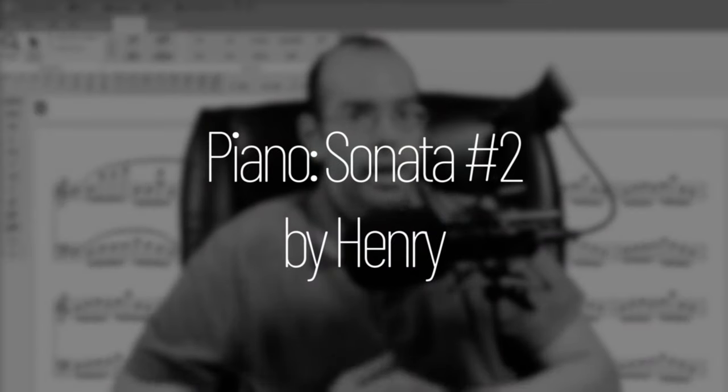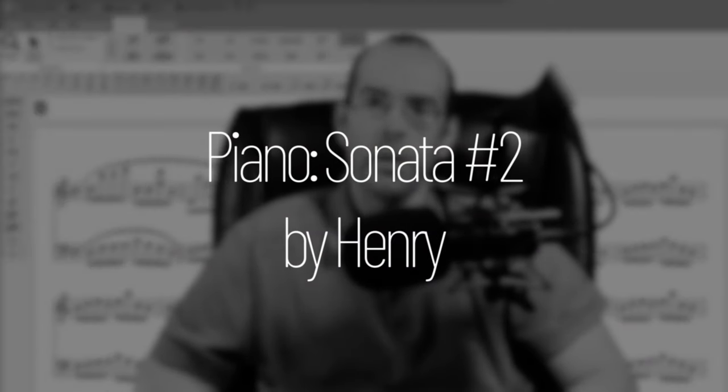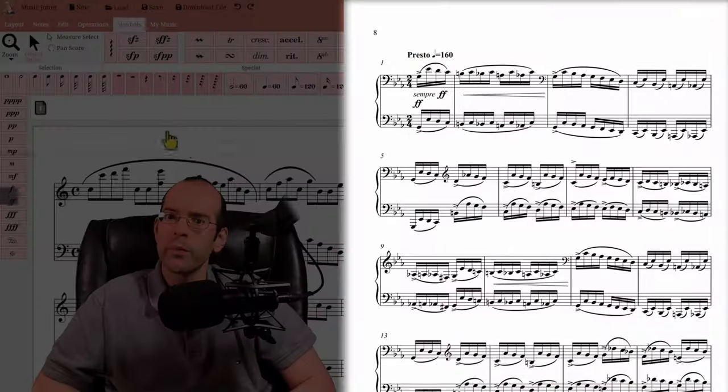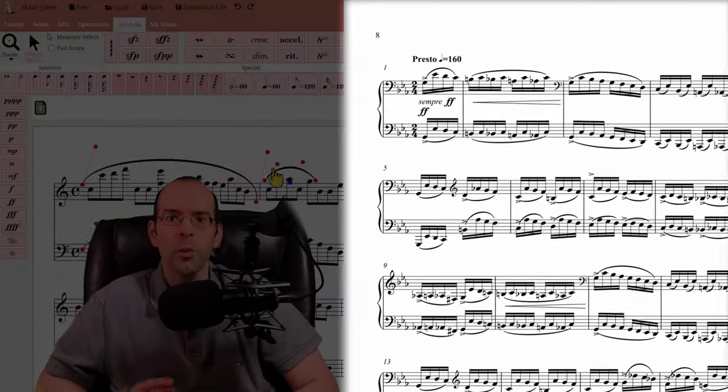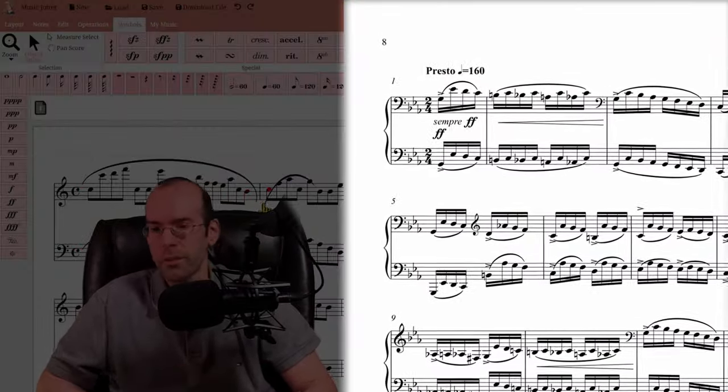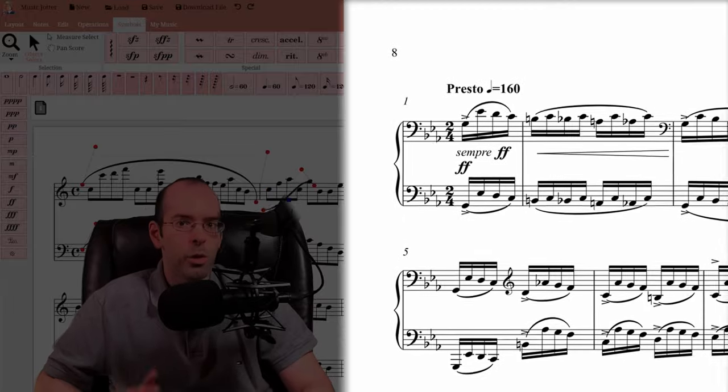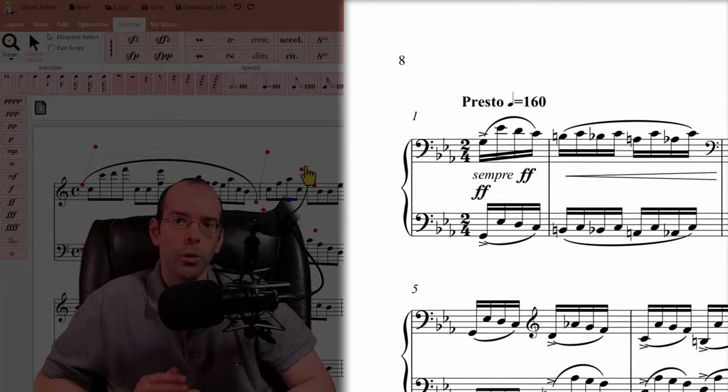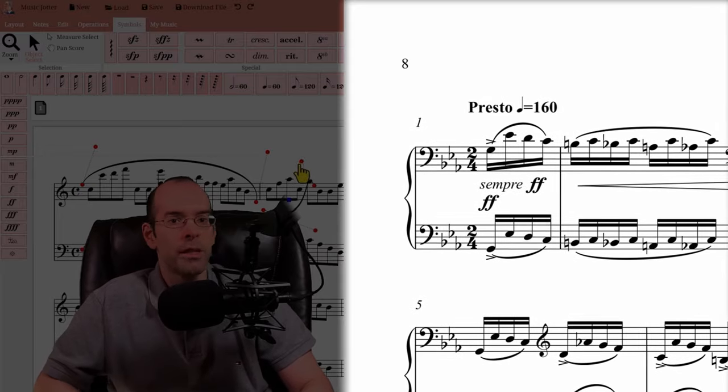Now we're going to look at Henry's second movement to his Piano Sonata number 2. So this is a good example where slurs can be used for phrasing. A phrase is a musical thought or an idea. Or put more simply, it's a group of related notes.